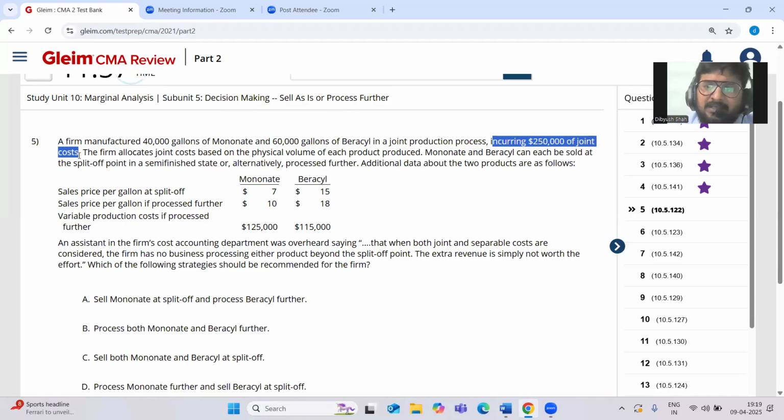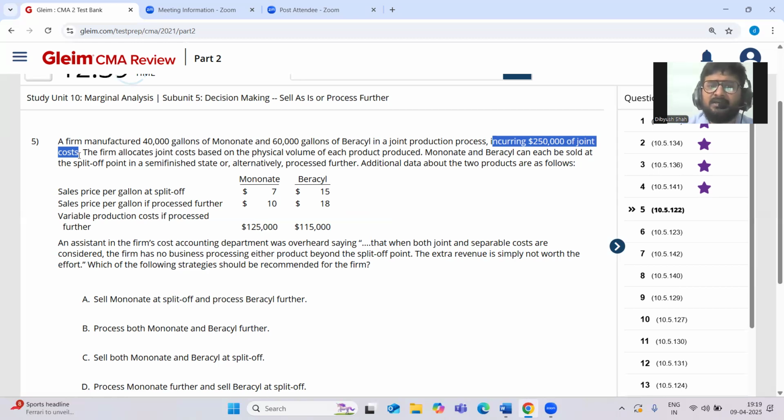Mononet and Beresyl can each be sold at the split-off point in a semi-finished state or alternatively processed further. They have also given the additional data. Selling price per gallon at split-off: for Mononet, it's 7. For Beresyl, it's 15. Sales price per gallon if processed further: for Mononet, it's $10. For Beresyl, it's $18. Variable production cost, that is incremental cost if processed further: for Mononet, $1,25,000. For Beresyl, $1,15,000.